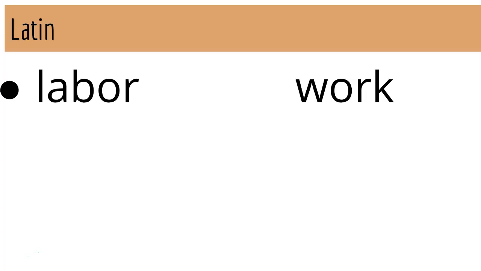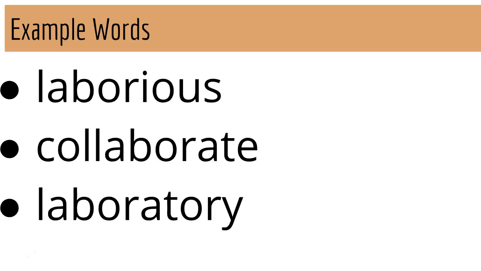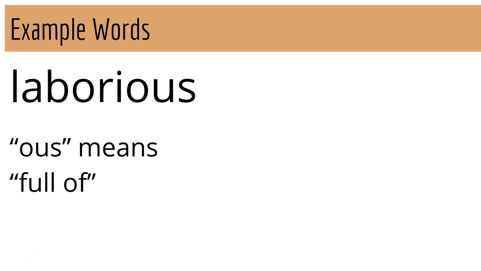The next stem is labor. Labor is work. This is where we get words like laborious, collaborate, and laboratory. We're going to look at the word laborious. Laborious has another stem in it. It's called us. Us means full of.